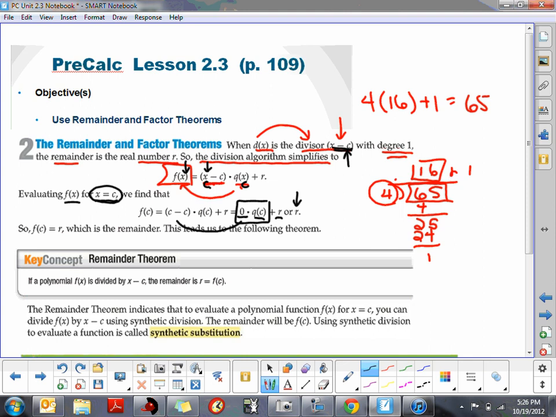So the bottom line is they're saying if you evaluate your function at c, it will always give you the remainder that you will get after you're done with your synthetic division. So they summarize this key concept as the remainder theorem.